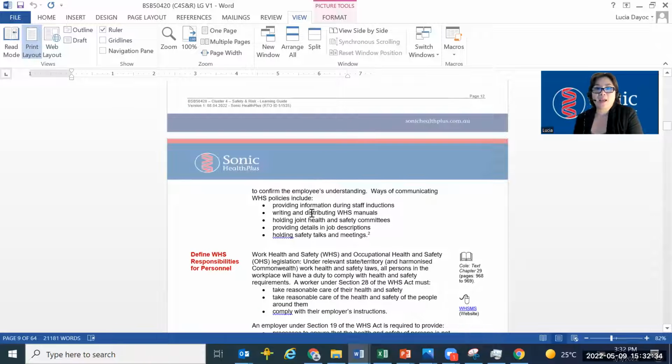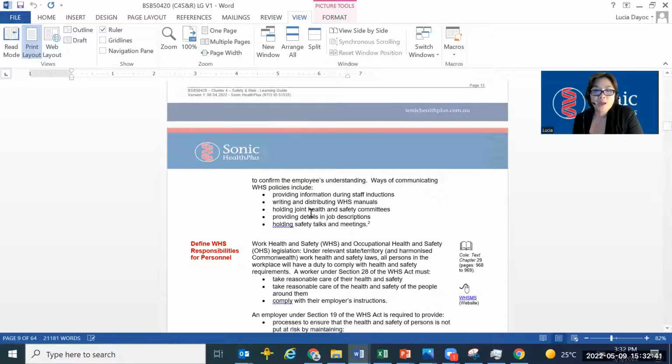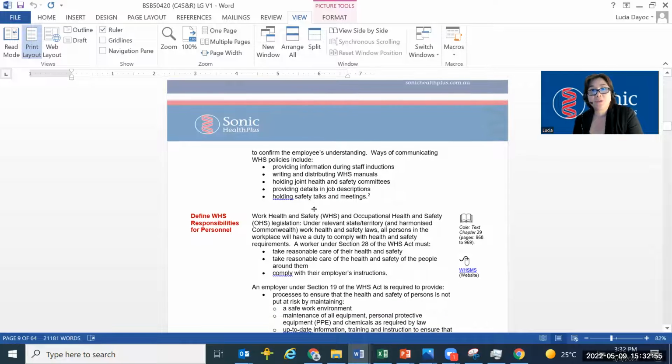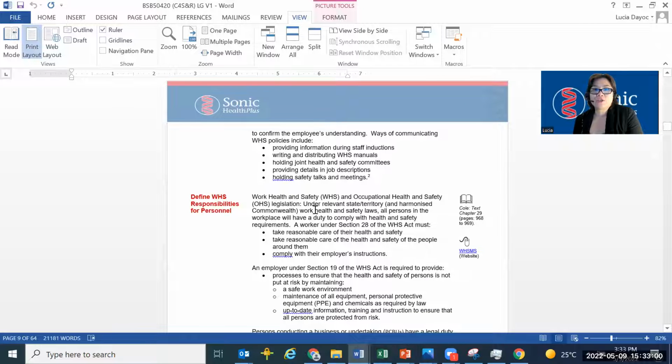And ways of communicating these particular policies could include having induction, which we all go through, and it could be written or verbal or both. We've got writing and distributing manuals. We've got holding joint health and safety committee meetings. We've got providing details in job descriptions, which is another way, and we've got holding safety talks and meetings, which must actually happen as frequently as possible.